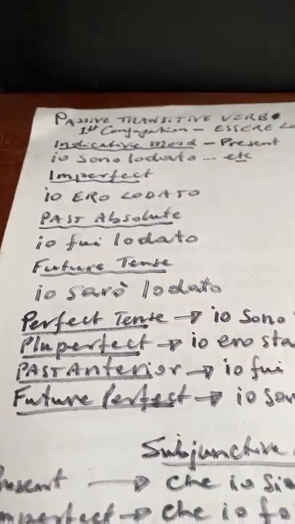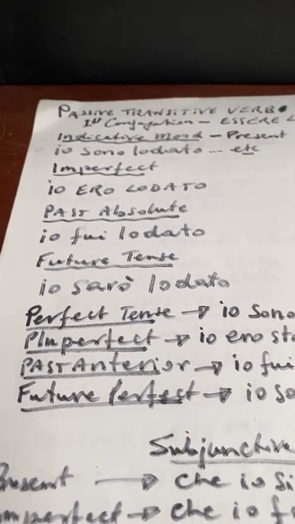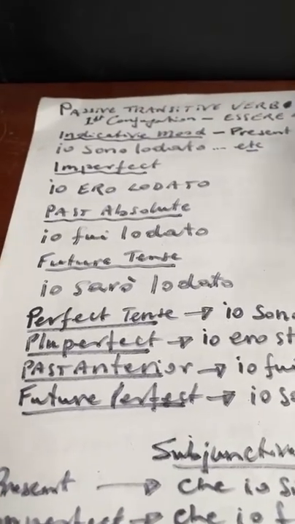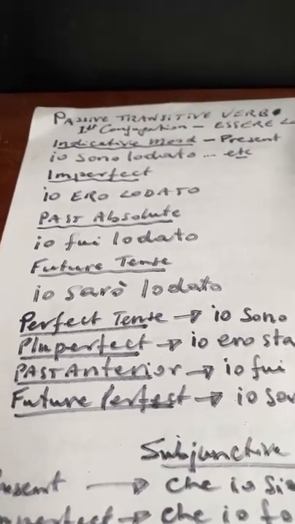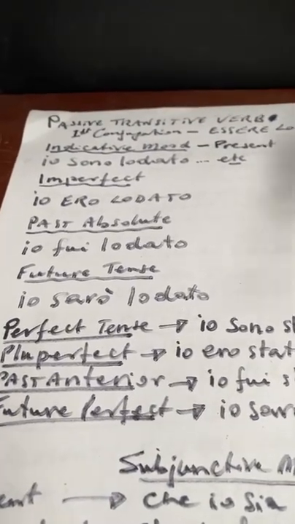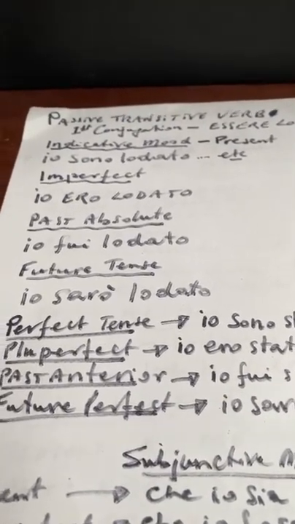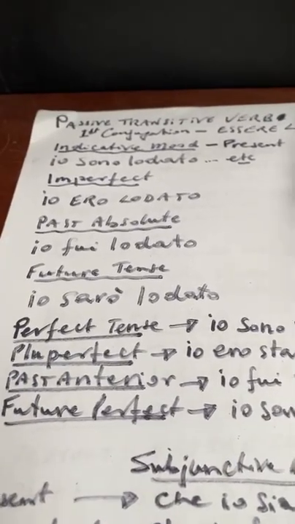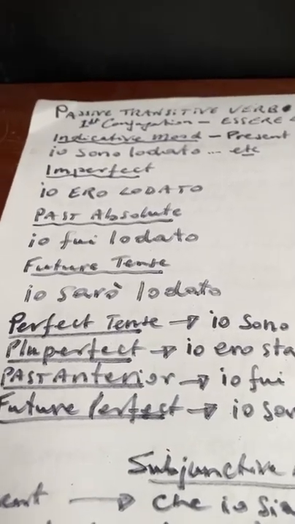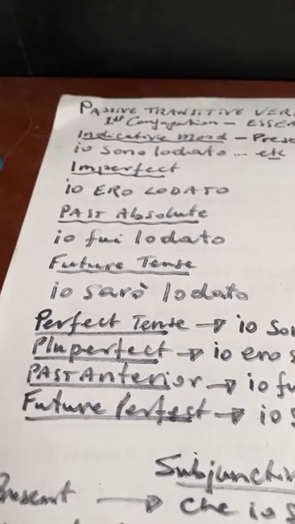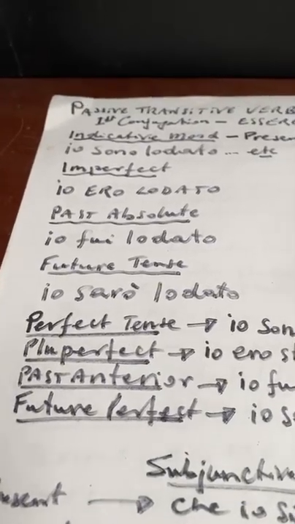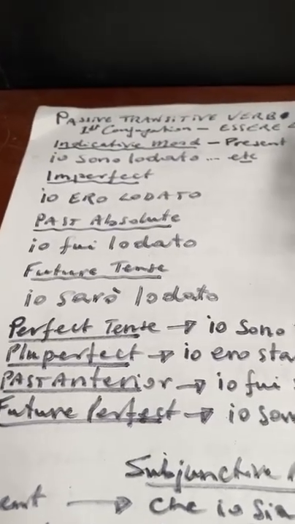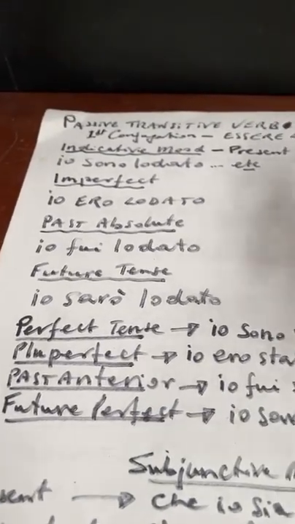So you say io sono, if you're a girl, or you're referring to feminine in general, you can say io sono lodata, tu sei lodata, lui, lei è lodata, noi siamo lodate. You change that into the feminine. Voi siete lodate, loro sono lodate. And that's the present tense. Imperfect tense. Io ero lodato o lodata, tu eri lodato, lui, lei era lodato, noi eravamo lodati, voi eravate lodati, loro erano lodati. Now I'm going to swap this.